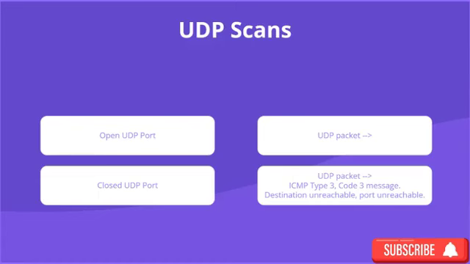UDP scans. A UDP scan in a nutshell doesn't require a handshake process. There is no prompt for open ports, and an ICMP error message is returned for closed ports. It is usually conducted with the Nmap -sU command. Open UDP port: UDP packet. Closed UDP port: UDP packet, then ICMP type 3, code 3 message, destination unreachable, port unreachable.